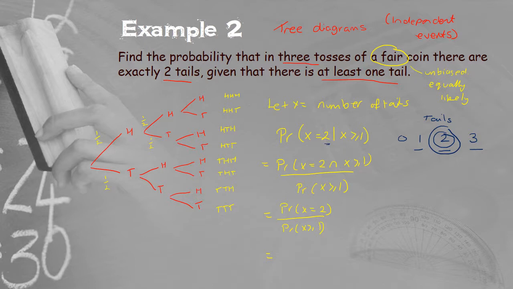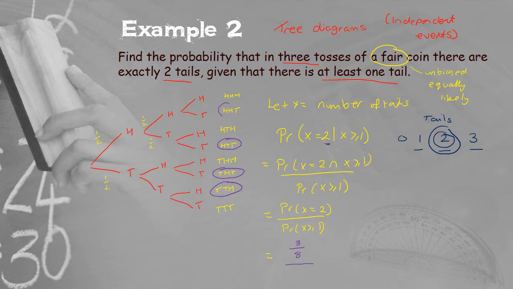Probability x equals 2, if we want to get 2 heads, now we've got to think about how many ways this can happen. Oh, sorry, not 2 heads, 2 tails we want. I take that back. 2 tails, we've got this option here, or we've got this option here, or we have this option here. So altogether there are 3 out of 8 chances, divided by probability x is greater than or equal to 1.